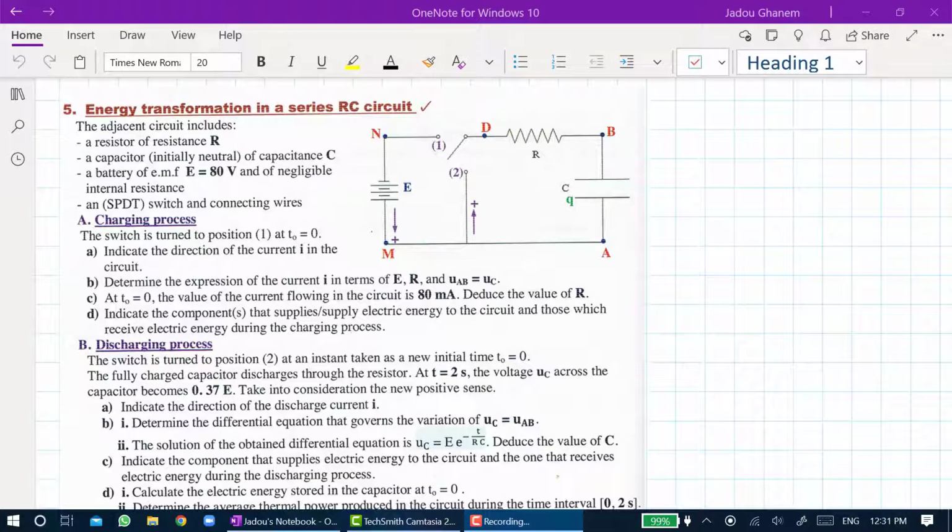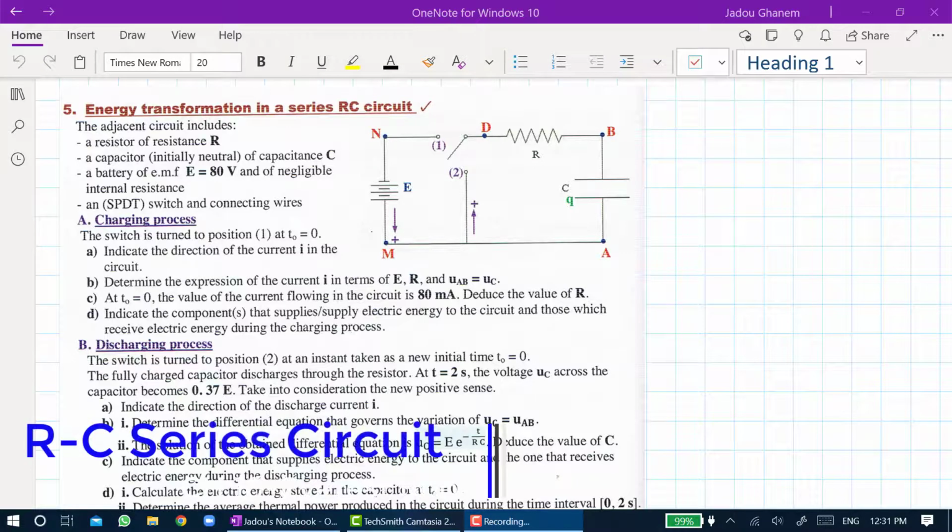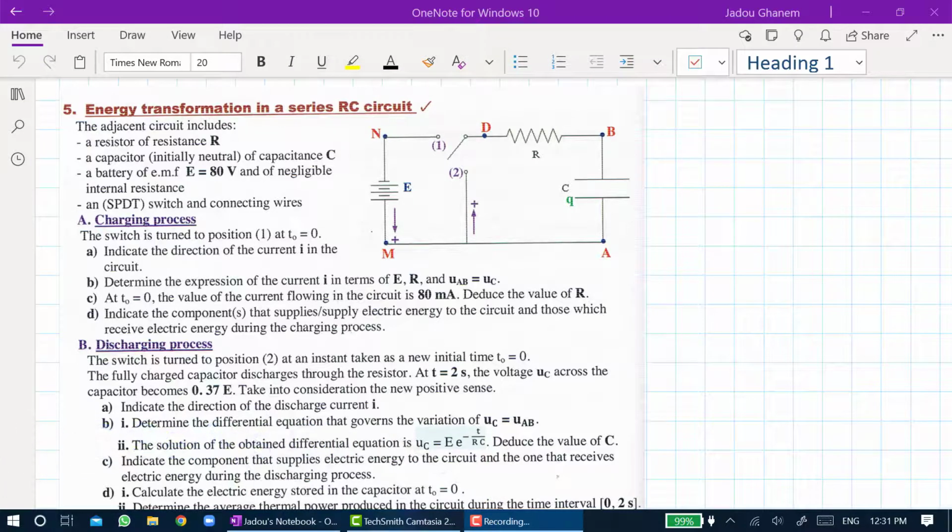Hi everyone, in today's lecture we'll try to cover the concept of RC series circuit during the charging phase and the discharging phase. Let's start with this application. It's available in your book, number 5, Energy Transformation in a Series RC Circuit. As you can see in the circuit, the switch has two choices. The first one, number 1, shows the battery in series with the capacitor and in series with the resistor. Under the second choice, number 2, it's just the connection between a capacitor and a resistor.